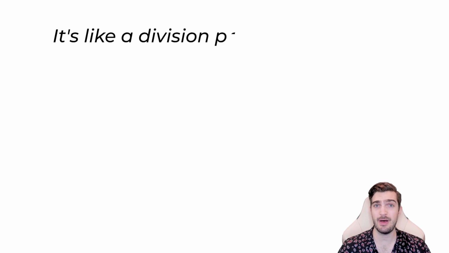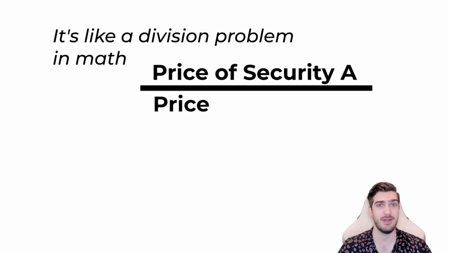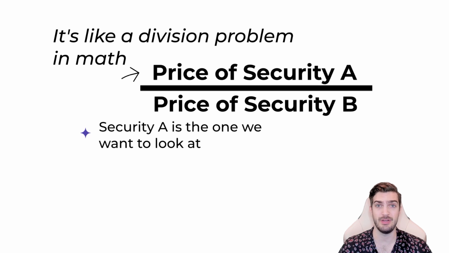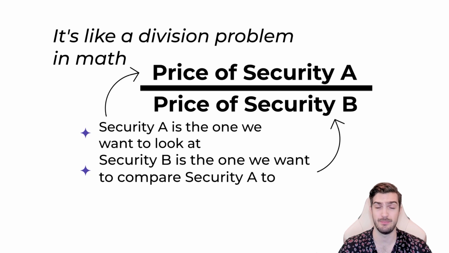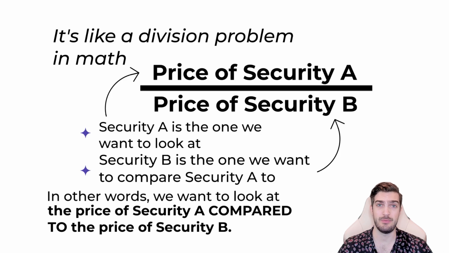When we want to calculate relative strength, we can think about it just like a simple division problem in math. We have a numerator on top and a denominator on the bottom. The numerator is going to be the security that we want to look at. The denominator is going to be the security that we want to compare it to. So going back to that phrase that we said earlier, we are looking at the price of the numerator compared to the price of the denominator.